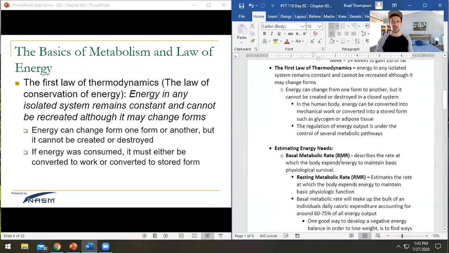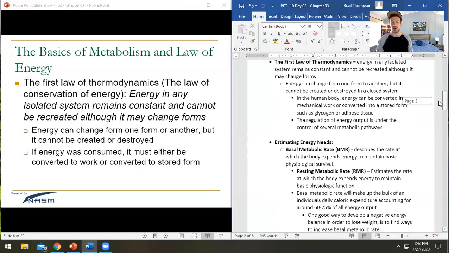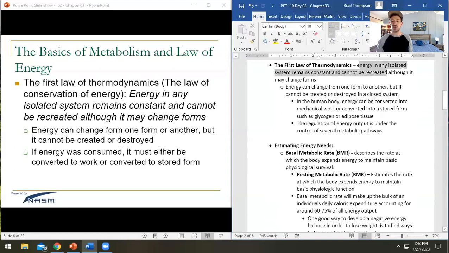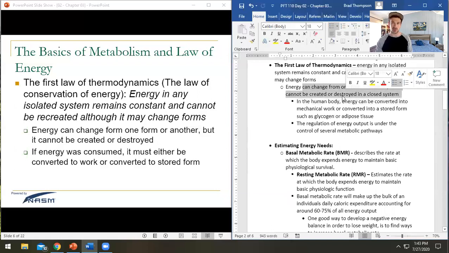So looking at that first law of thermodynamics and understanding that, right? It states that energy in an isolated system remains constant and cannot be recreated. What they're saying there is that energy can change from one form to another, but it can't be created or destroyed as long as it's in a closed system. So in the human body, we can convert it into mechanical work, right? Which is what happens when you consume food. You usually get a little energy boost. Or it can be converted into a storage form, typically in the form of glycogen or adipose tissue.